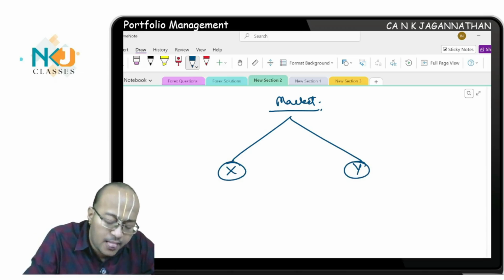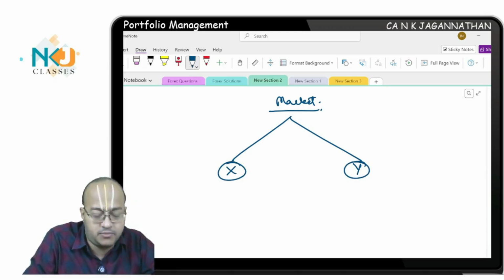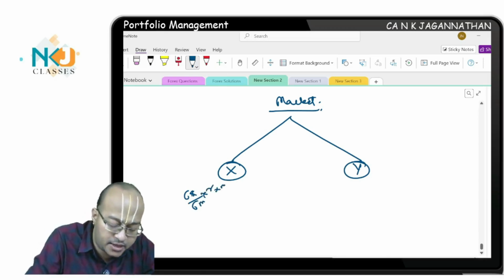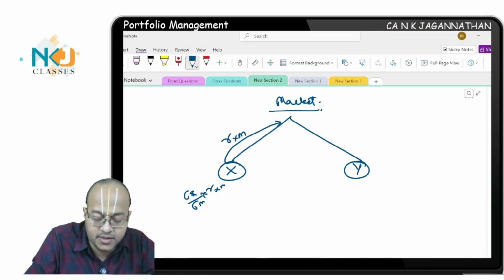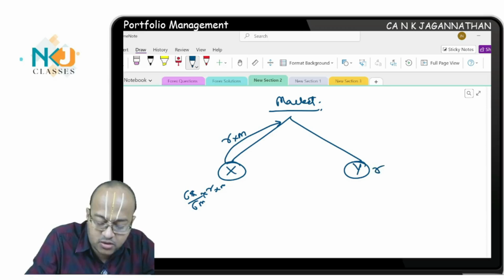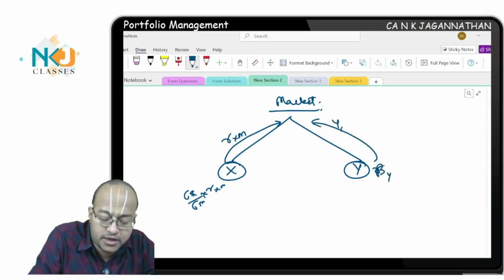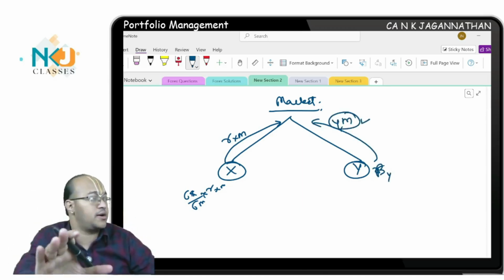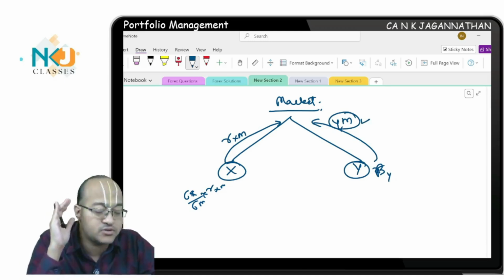For example, what is the beta of X limited? Sigma X by sigma M into correlation of X and M. Are you all understanding? So inside this beta, there is the correlation of X and M. Right? Same way, inside the beta of Y, we have the correlation of Y and market. Which means the beta itself contains the correlation. You need not put it separately. That is what they say.